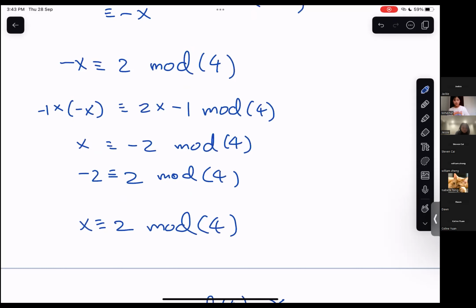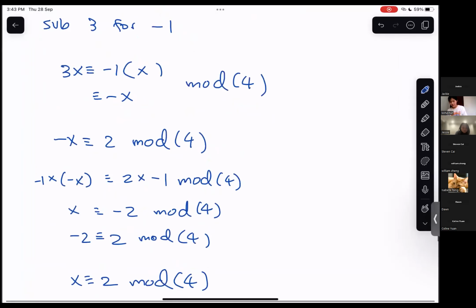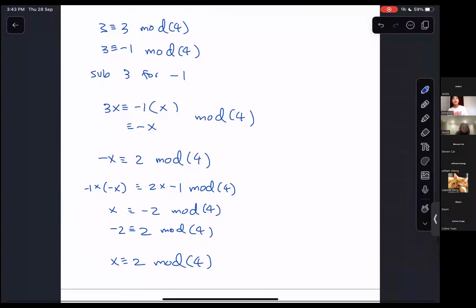Okay. So the really important part of this is, I'd say, here, when we have to notice that 3 is congruent to -1 mod 4, right? And that's the key idea for simplifying it down a bit further.